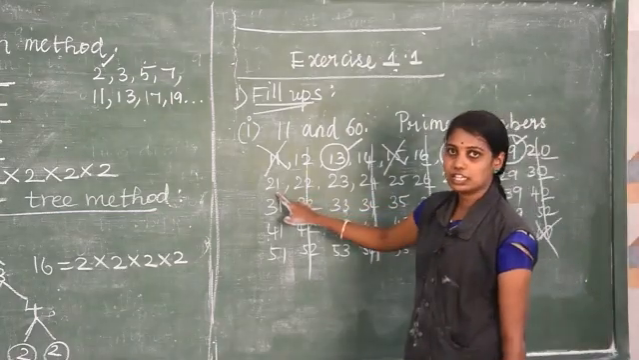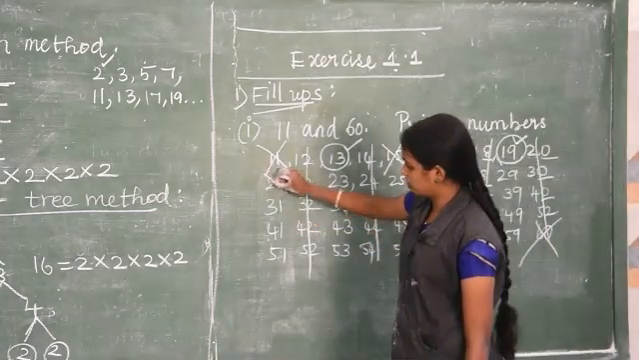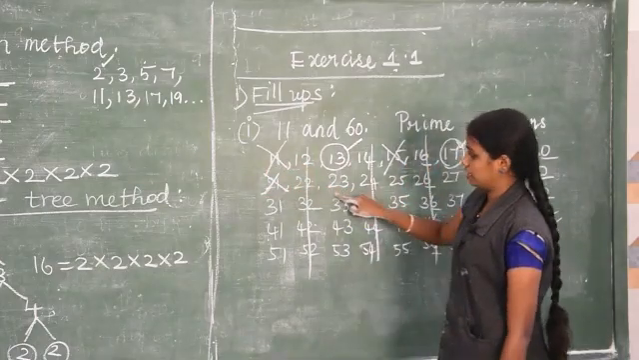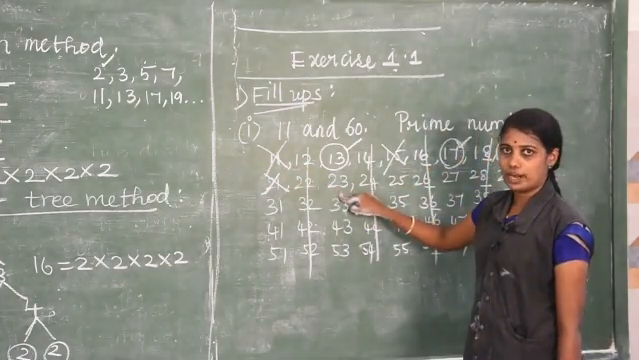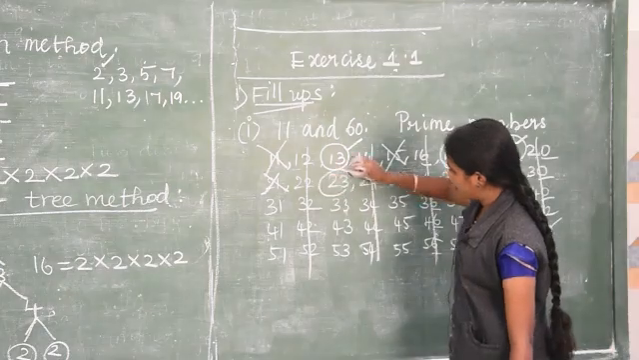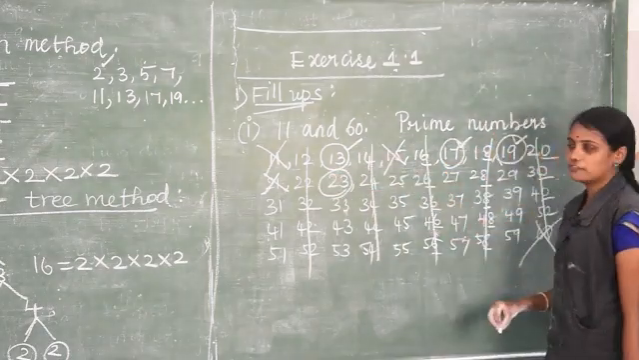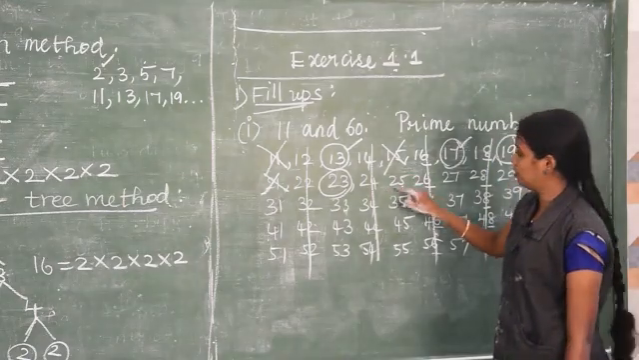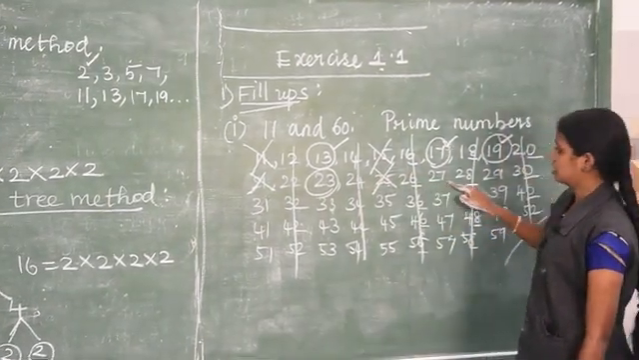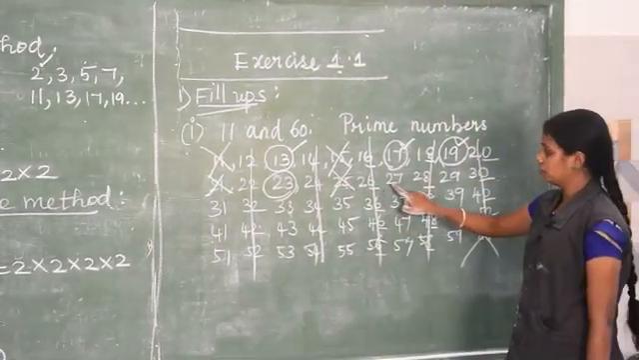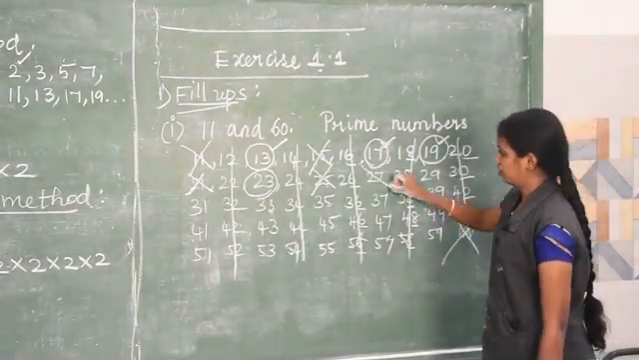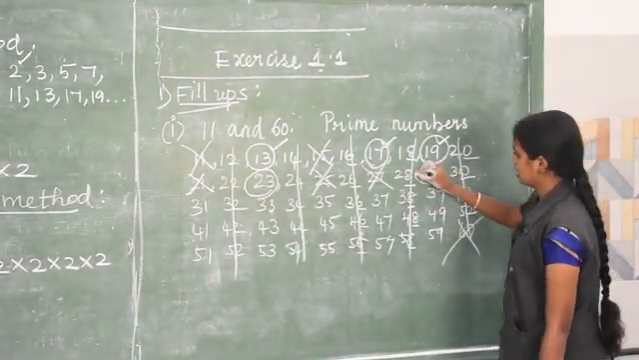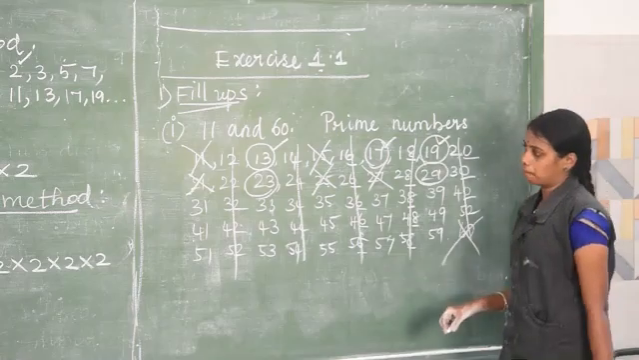21 will come in the 3 table and 7 table, so 21 is not a prime number. 23 is only in the 1 and 23 table, a prime number. 25 is in the 5 table, so it's not a prime number. 27 is in the 3 table because 2 plus 7 is 9. Next, 29 is a prime number.